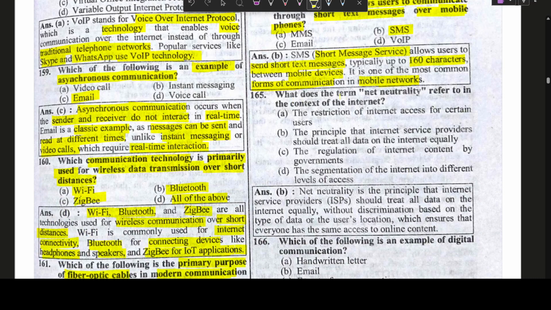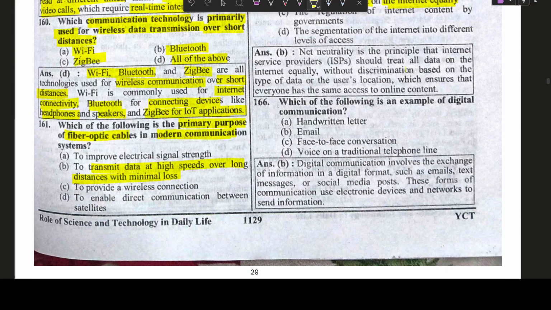So what does the term net neutrality refer to in the context of the internet? Net neutrality is the principle that internet service providers should treat all data on the internet equally, without discrimination based on the type of data or the user's location, which ensures that everyone has the same access to online content.